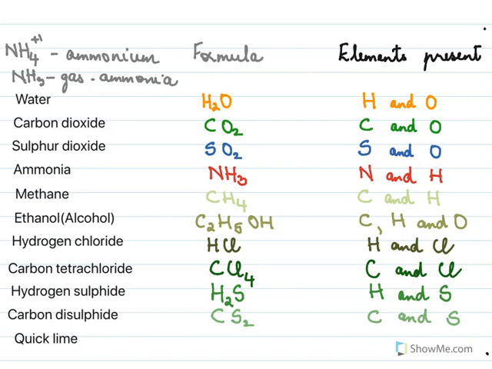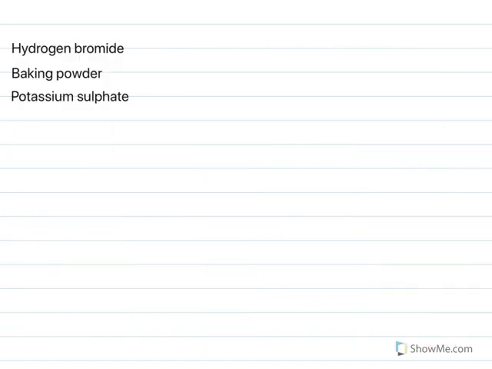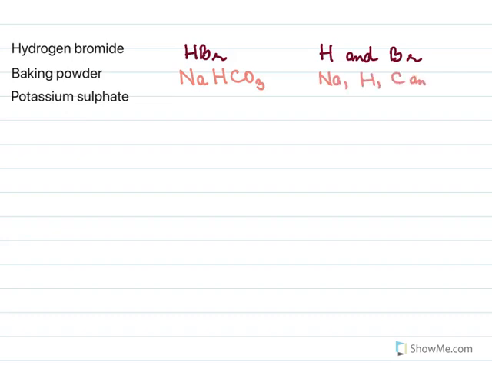Next, we have quicklime. Now, quicklime is calcium oxide, and you need to remember this. Elements present: calcium and oxygen. Next, hydrogen bromide, that is HBr. Elements present: hydrogen and bromine. Br is bromine. Next, baking powder. The baking powder is sodium hydrogen carbonate. So elements present are sodium, hydrogen, carbon and oxygen.